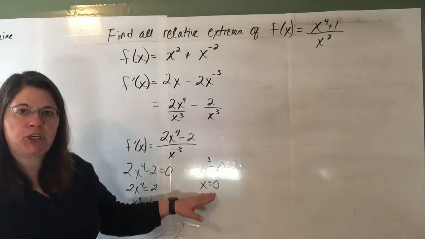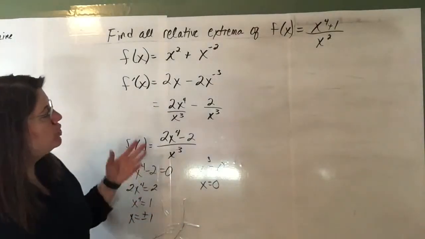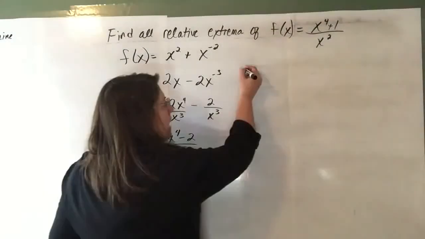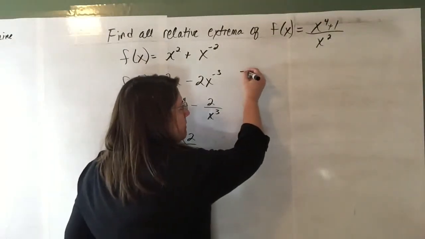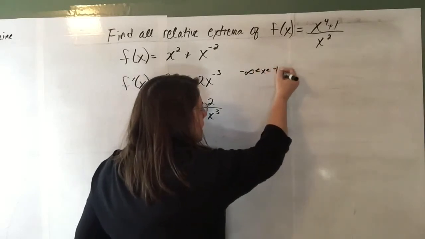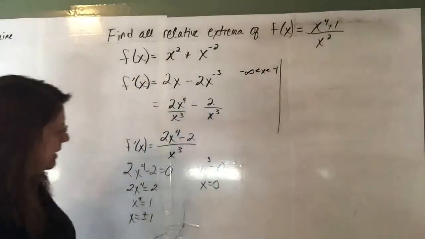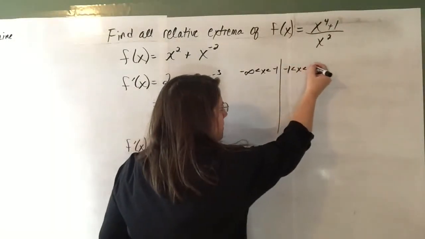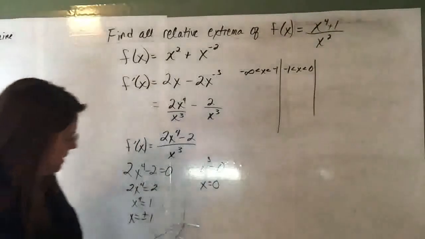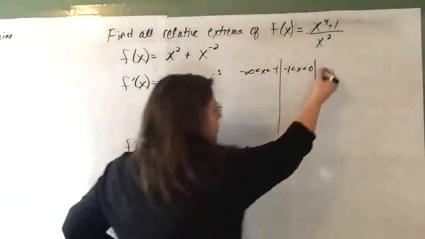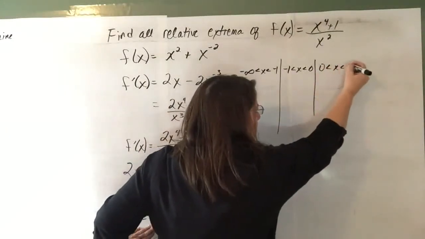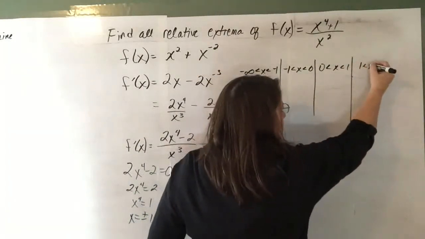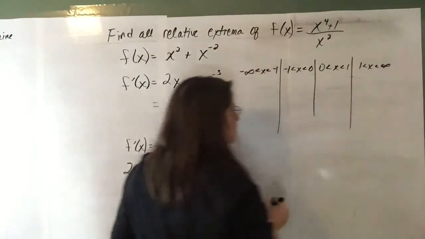The next thing I need to do is set up my intervals to determine where my function is increasing and decreasing and see what's happening here. I'm going to set up the first interval going from -infinity to -1. My second critical value was at 0, so I'm going to set up another one from -1 to 0. My third is at 1, so I'm going to set an interval up from 0 to 1, and then my final would be from 1 until we get to infinity.